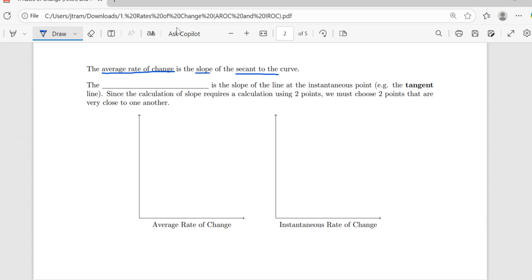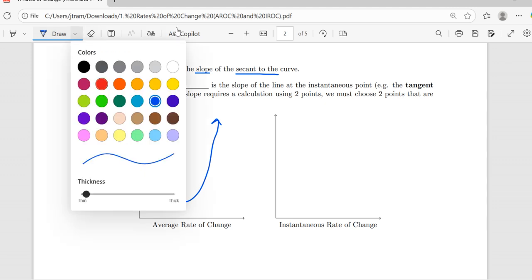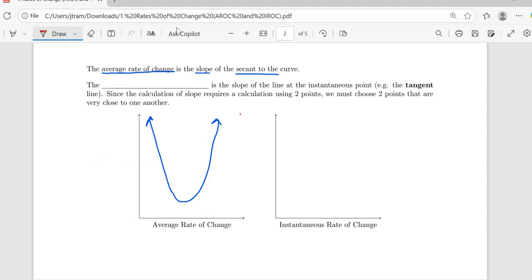What does that mean? Let's say I have a random parabola. The average rate of change will be the slope of the secant line. The secant line is just choosing any 2 points, x1 and x2. Now we connect those two dots. That dotted line is our secant line, and the slope of this line gives us the average rate of change.